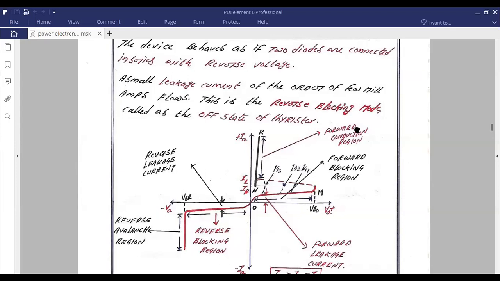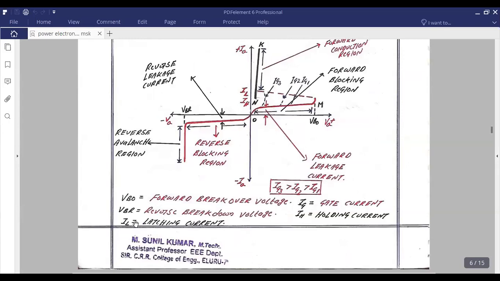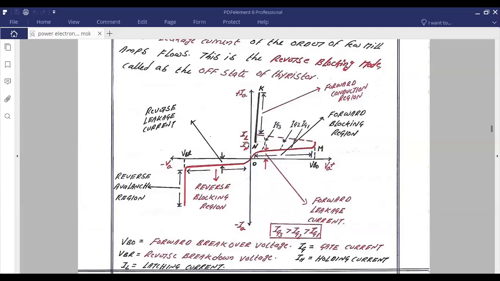In these characteristics, we need to consider two terms: IL and IH. One is the latching current, and the other is the holding current. These two currents always prevail across a device whenever it is connected in a power circuit. One is the holding current and the other is the latching current.